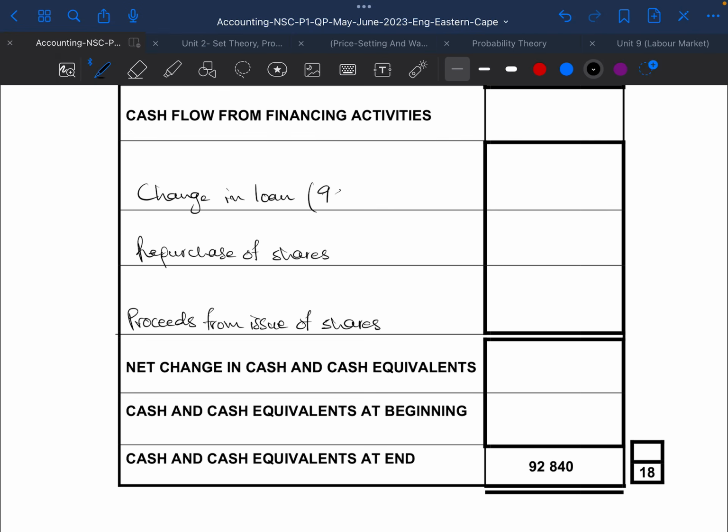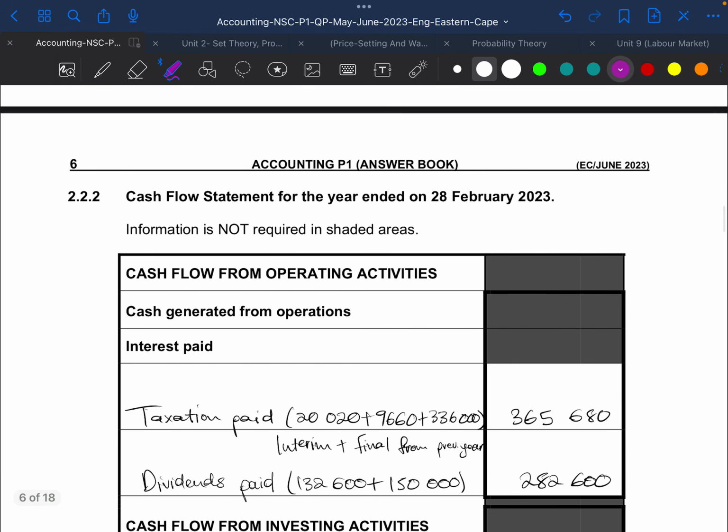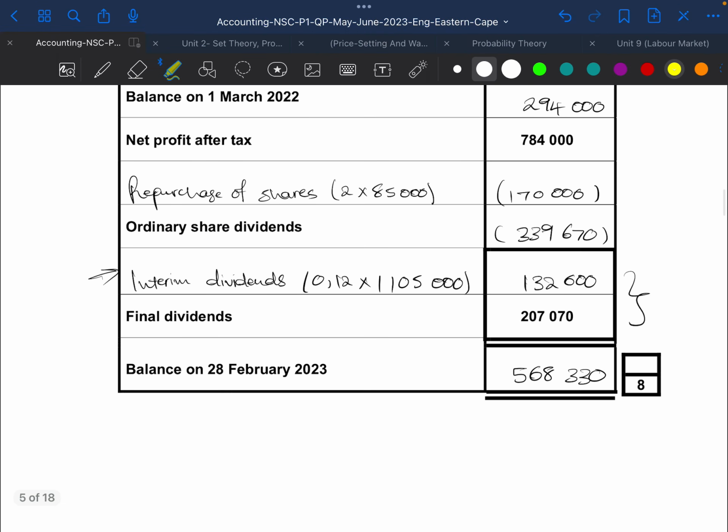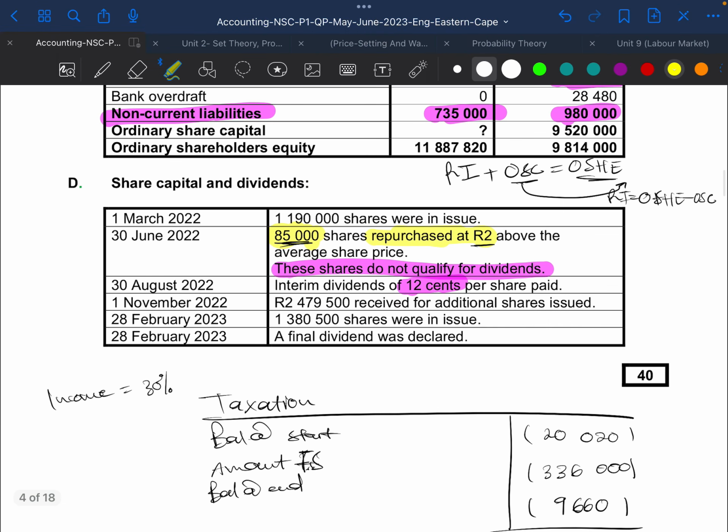It's 980 minus 735 and then let's just check what that gives us. 735, which is 245,000 change in loan. That's an outflow. Then repurchase of shares. Okay, we move to our repurchase of shares. Our information says 85,000 shares were repurchased at 2 rands above the average share price.